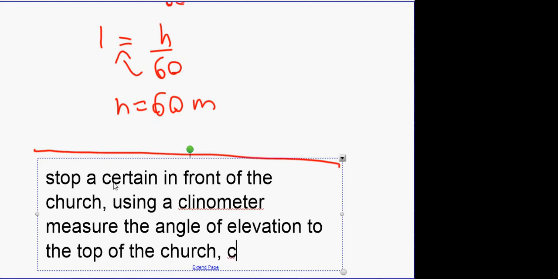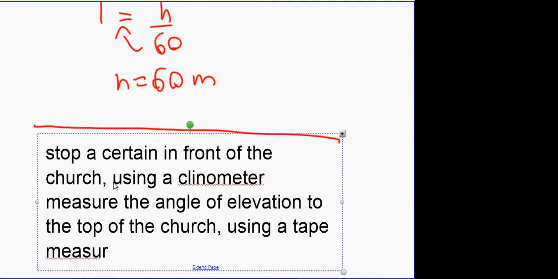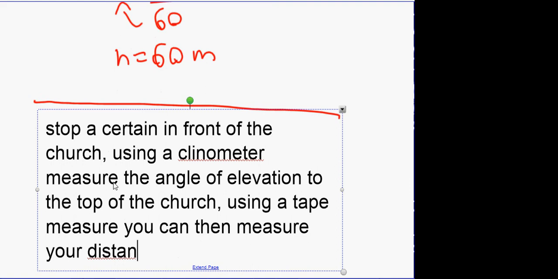Then, using a tape measure, I'm observing what? Sorry? Using a clinometer, the protractor method from earlier. So using a clinometer, measure the angle of elevation to the top of the church. Using a tape measure, you can then measure your distance to the wall of the building.